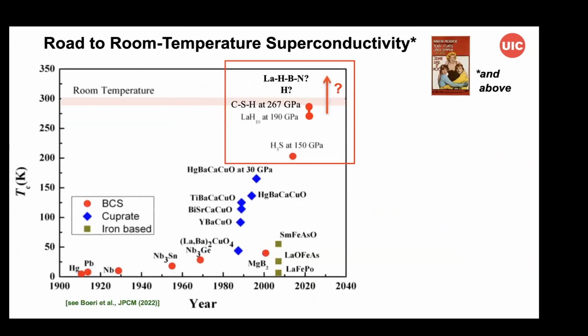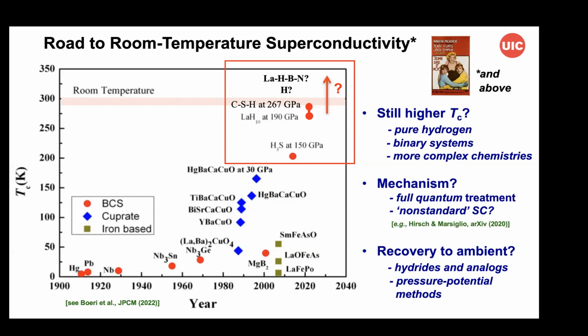So just to conclude, here's what I've just talked about in terms of the lanthanum, the CSH and the H3S systems as a function of pressure, a Tc plot versus year, comparing the Tcs we now have in these systems with the historical record going back to the original discovery of superconductivity, focused on the high Tcs in pure hydrogen binary systems and more complex chemistries.